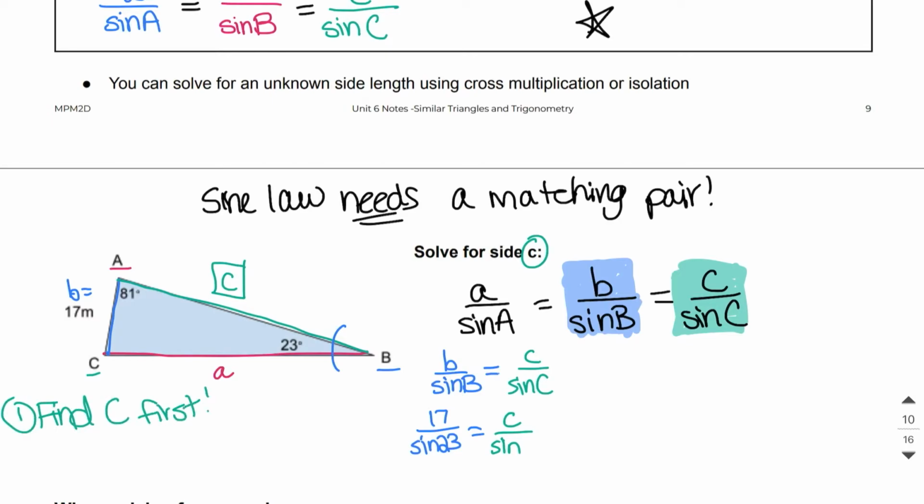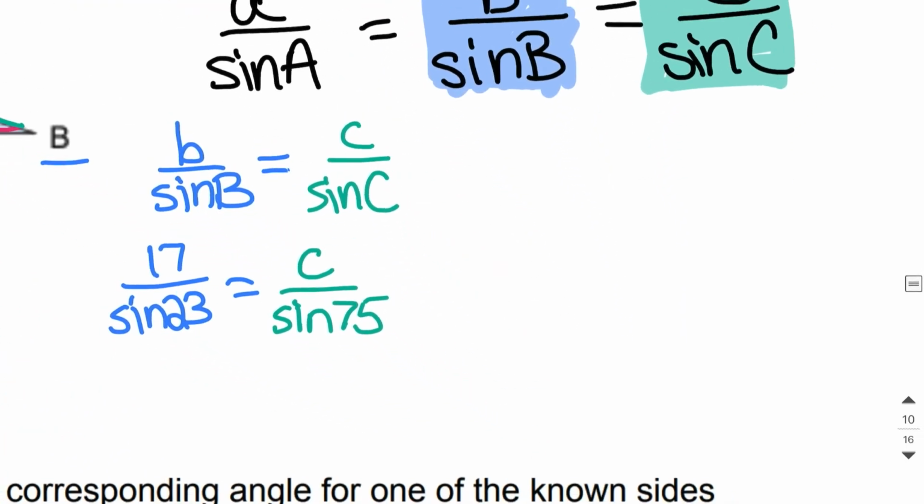We know that the angles in a triangle add up to 180. So C is just going to equal 180 minus the sum of 81 plus 23. So C is going to be 180 minus 105. So C is 75 degrees. So now we know that this is going to be 75. Okay, I'm going to zoom in on this so you can see what I'm doing here.